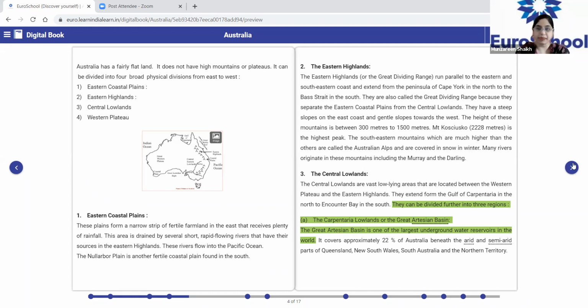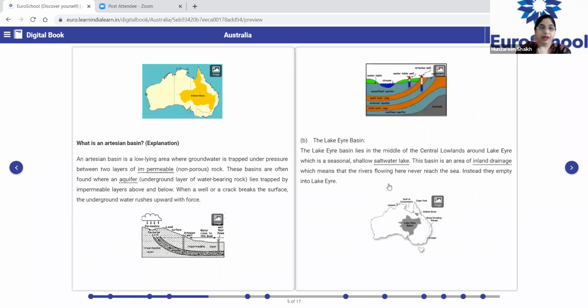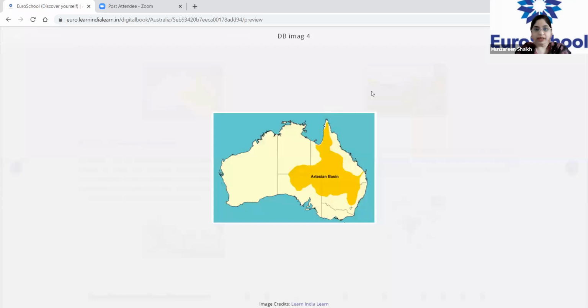Let's go on to the next page. Now, what is an artesian basin? Before we go on to that, let's click on the image and understand what is an artesian basin. Can you see the location? The one which is marked in yellow color, that part is the artesian basin. The Great Artesian Basin. All right, remember the location, children?